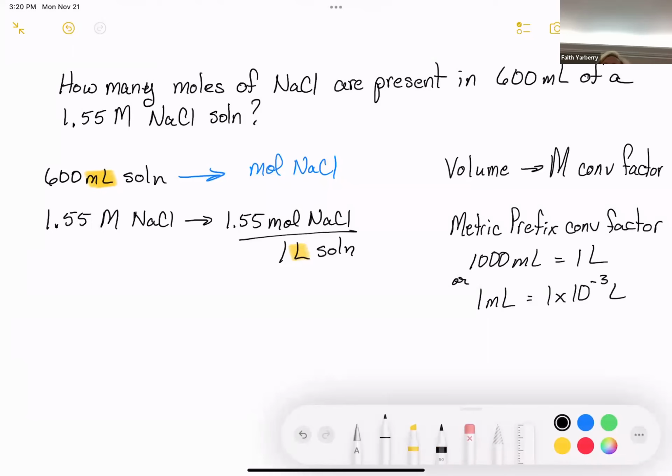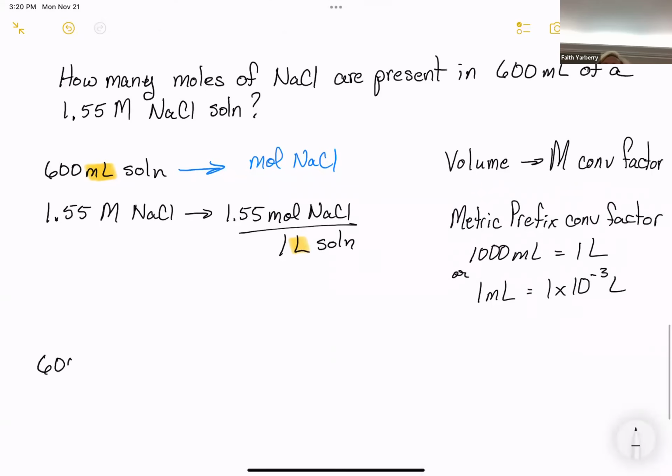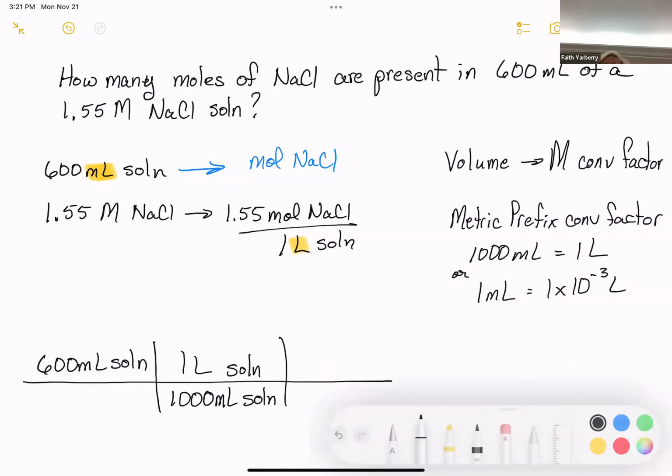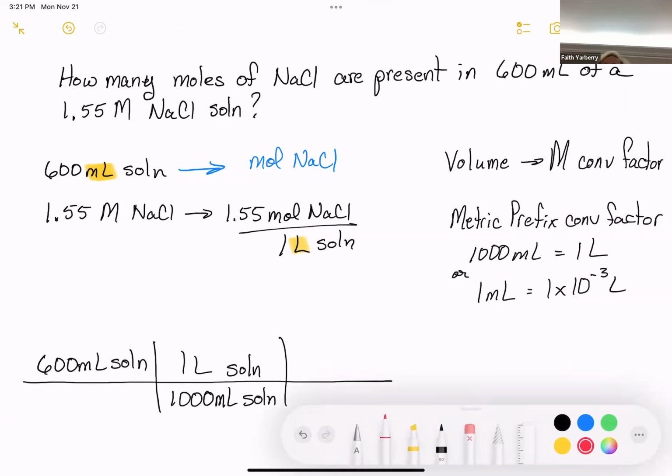Okay, so now I've used everything I have to do this. So I'm ready to start this problem. We'll start with the 600 milliliters of solution. We'll use the metric prefix system to convert that into liters of solution. The milliliter of the metric prefix system went into the denominator so that the unit and the substance would cancel, leaving you liters of solution.